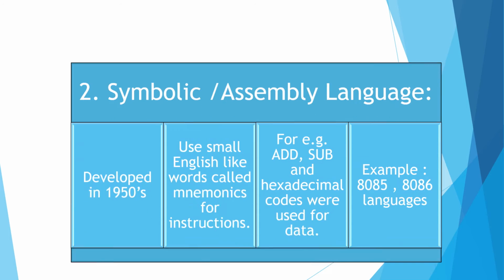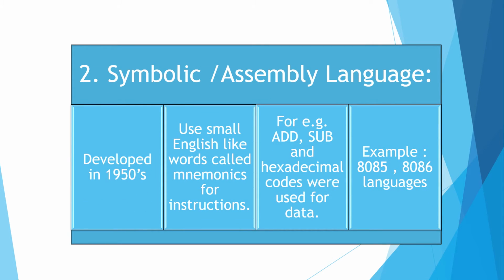The second type of low level language is symbolic or assembly language. This language was developed in the 1950s.